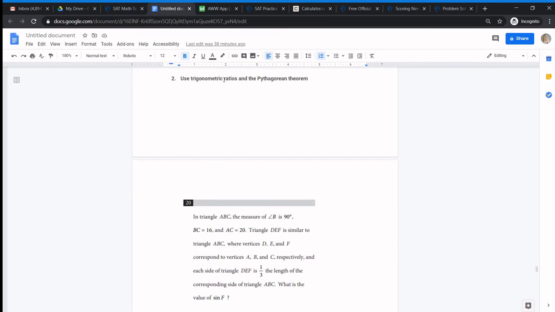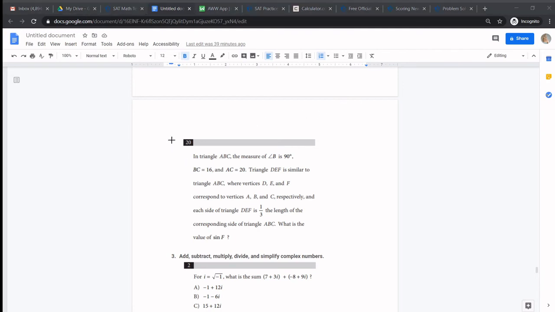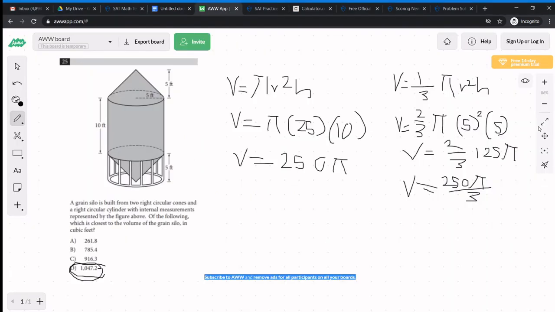Use the trigonometric ratios and the Pythagorean theorem. Alright, so you guys should be familiar with the Pythagorean theorem. A squared plus b squared equals c squared. You can use that whenever you have a right triangle. And trigonometric ratios is one thing that not all of you might be familiar with.